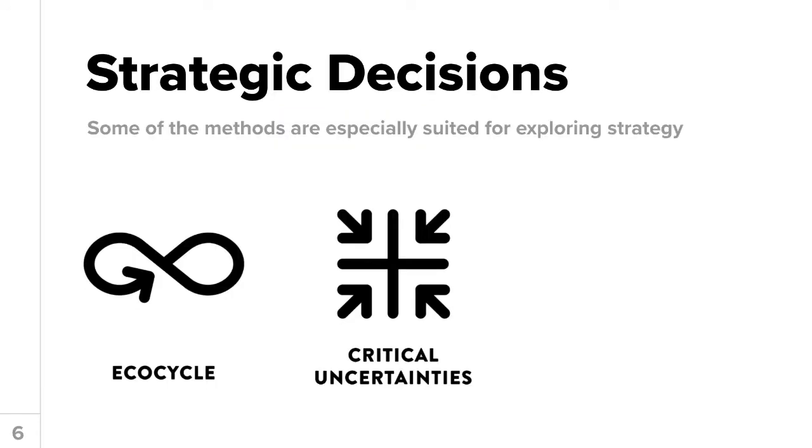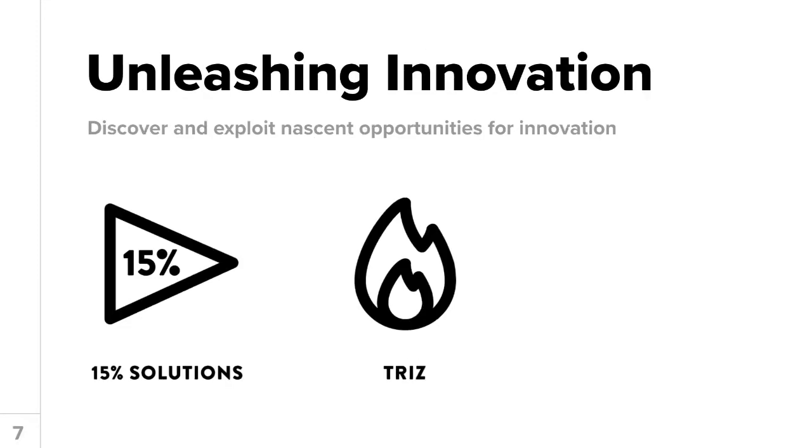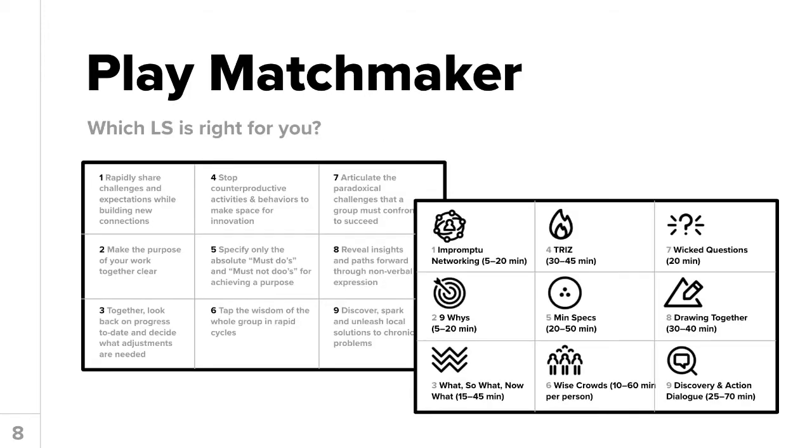If you're looking to make strategic decisions, ecocycle and critical uncertainties are the way to go. And these are included in our Mural templates. If you're looking to unleash innovation, 15% solutions and TRIZ are amazing, and we've included TRIZ as part of our mural templates that we've released. Please check them out.